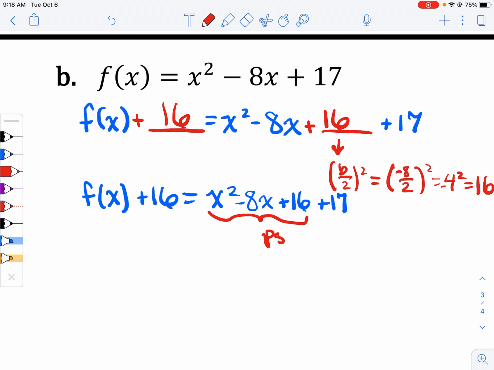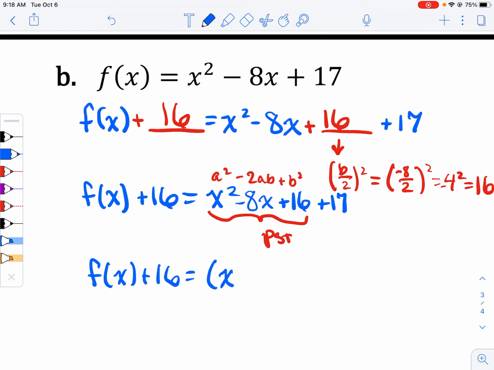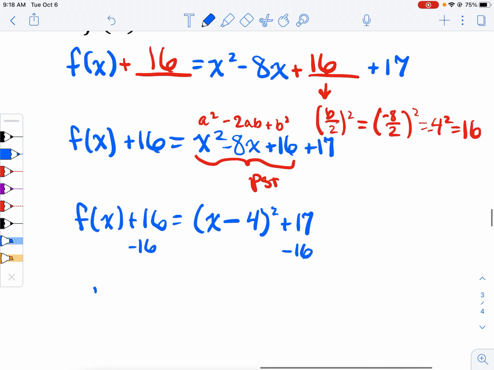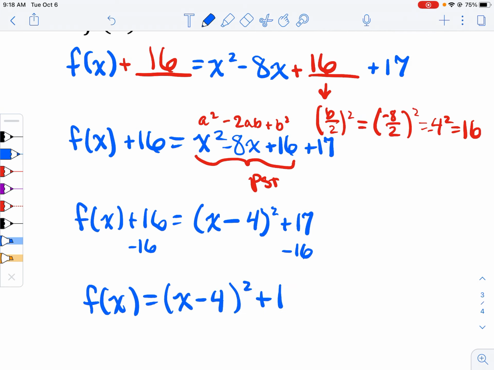This is now my perfect square trinomial, where this is a squared minus 2ab plus b squared. So my a here is x, my b is 4. So I have f of x plus 16 equals x minus 4 squared, and the minus comes from that sign right there, plus 17. I'll subtract 16 from both sides. So I have f of x equals x minus 4 squared plus 1.